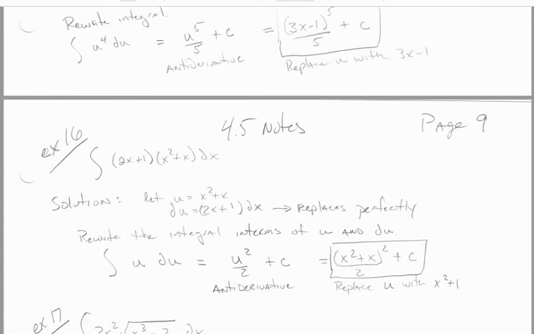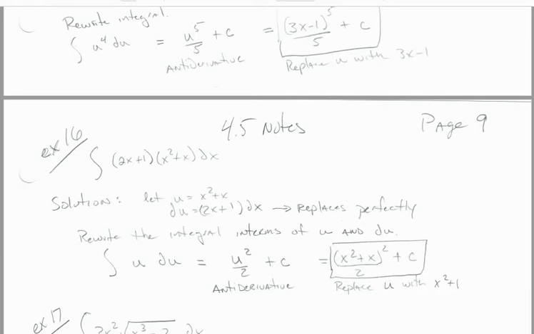We're going to multiply two binomials. Choose the more complicated of the binomials to be your u. So we have the integral of the quantity 2x plus 1 times the quantity x squared plus x dx. u is going to be the more complicated one, so we're going to choose u to be x squared plus x. Therefore, when we take the derivative of u with respect to x, du is going to be 2x plus 1 dx. That's a perfect replacement for us.